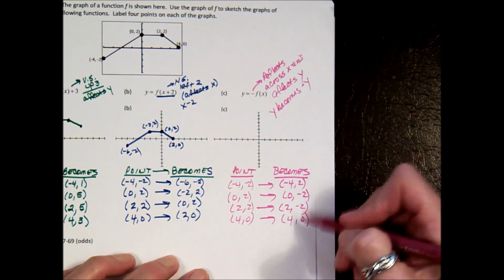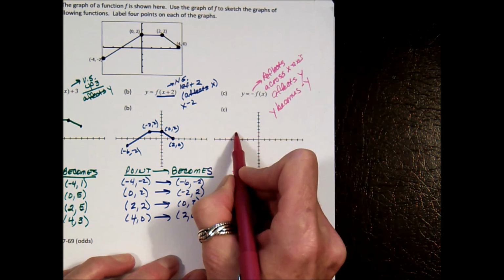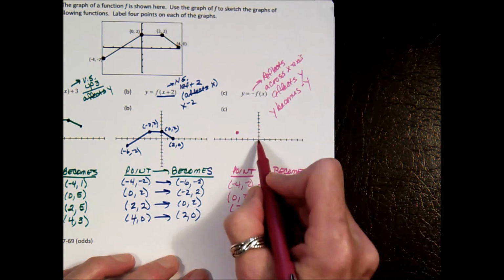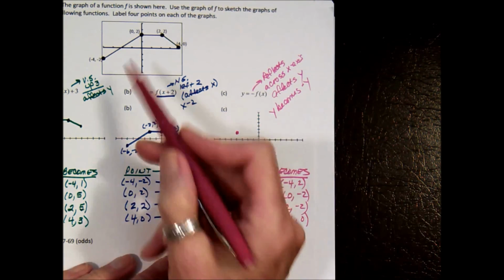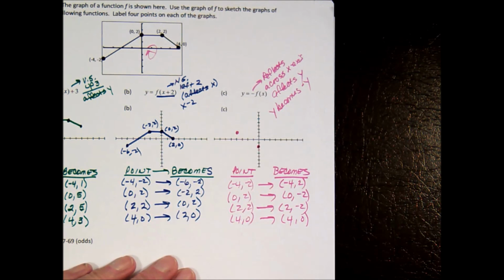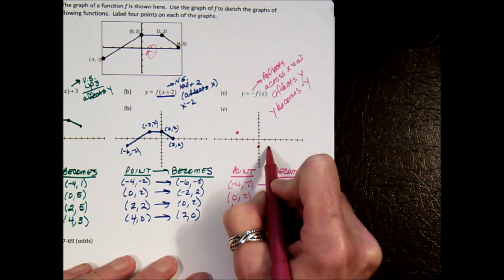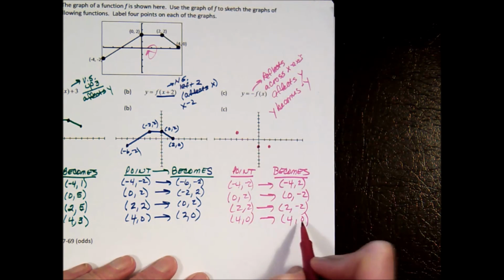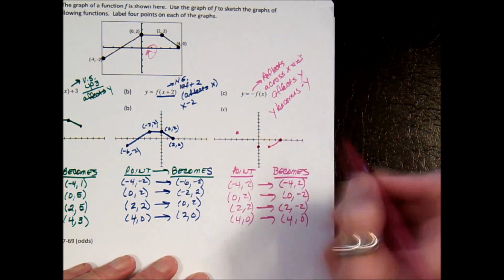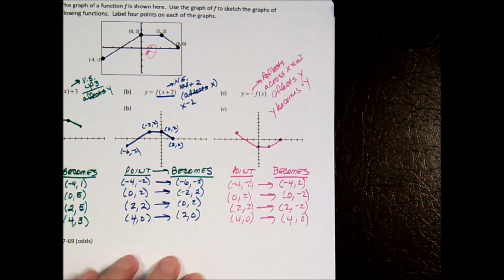Let's plot these. -1, 2, 3, 4, 1, 2 is right here. That's my first point. And then 0, -2. Now remember, it's going to be this shape flipped across the x-axis. So it's not going to look like that anymore. It's going to be upside down. 2, -2 is right here. And 4, 0, 1, 2, 3, 4 is right here. Connect them and you have them. You have it. And that's what your final looks like.